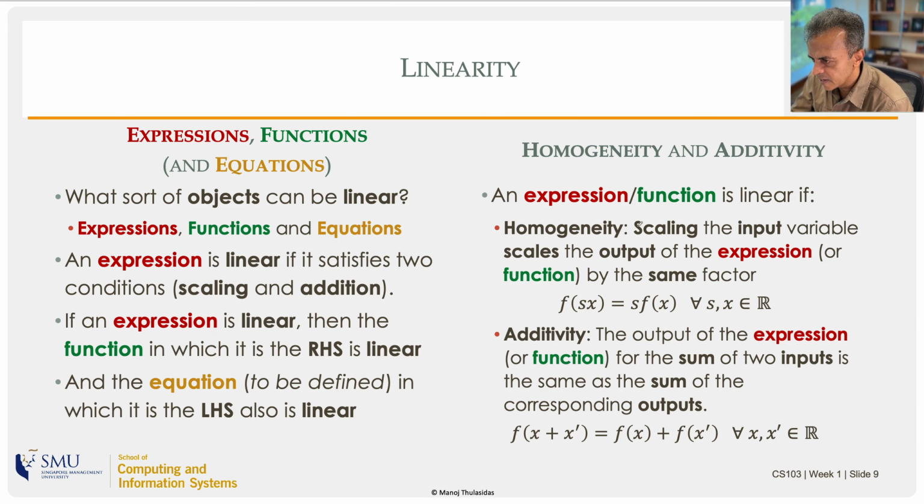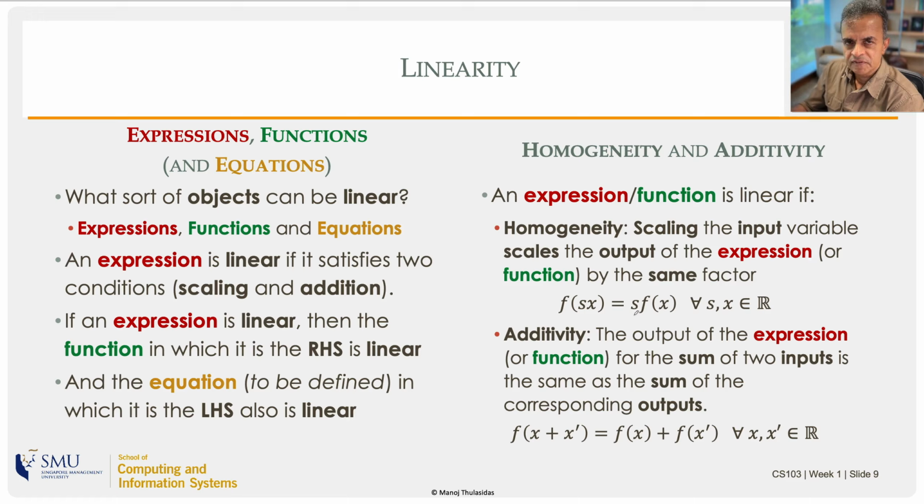So homogeneity is scaling: the input variable should scale the output by the same scaling factor. Now that we have defined f(x), we can say that if we scale the input x by a factor s, then the output of the function should be such that the original output for x is scaled by the same factor s. So that is critical. If it scales by some random factor, obviously it is not linear. So homogeneity means scaling the input should scale the output by the same factor.